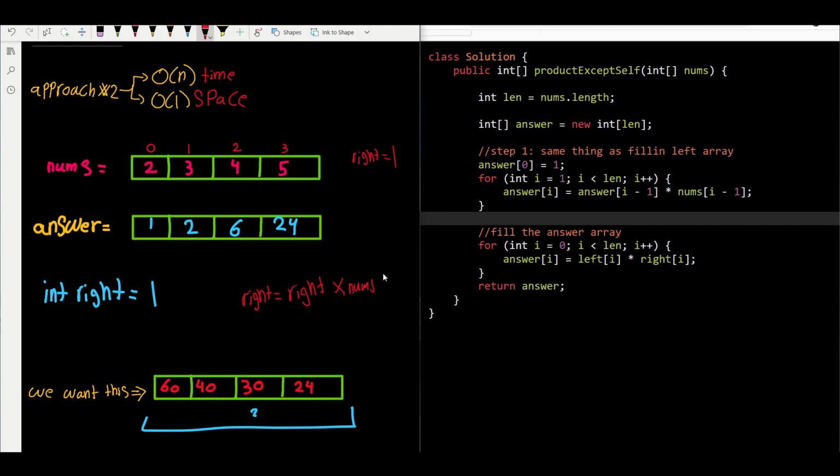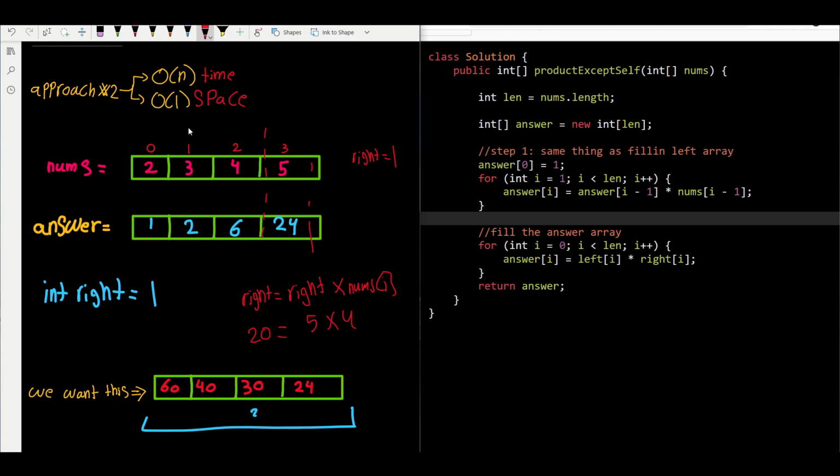So when we finish with this 24, we will update the right to be 1 times nums of I. If we are at index 3, nums of 3 is 5, so 1 times 5 equals 5. Now the right will be updated to 5. So now we can take the right section times this 6, which represents the left section: 5 times 6 is 30. Now again we will update this. So the right is 5 times nums of 2, which is 4. 5 times 4 is 20.